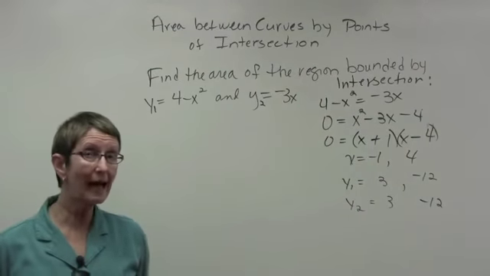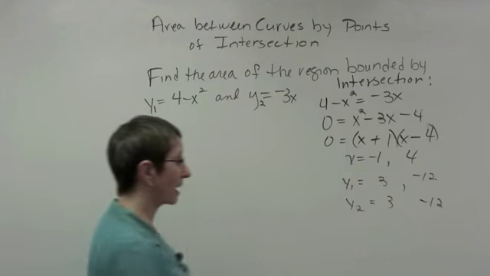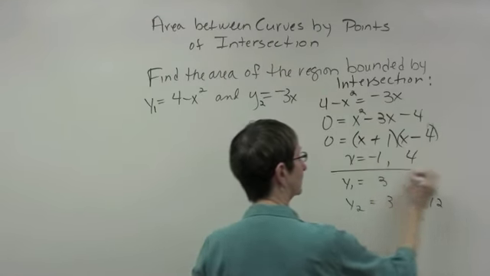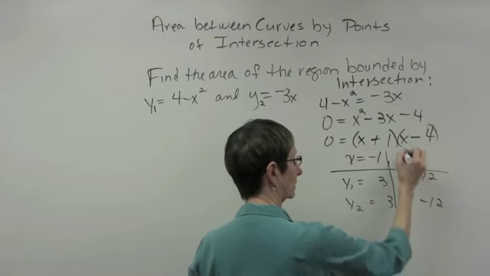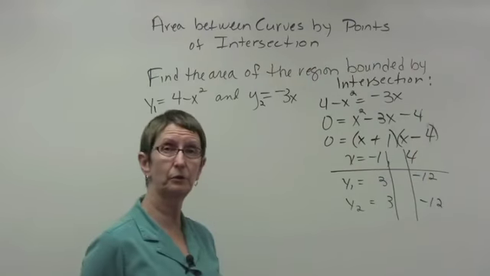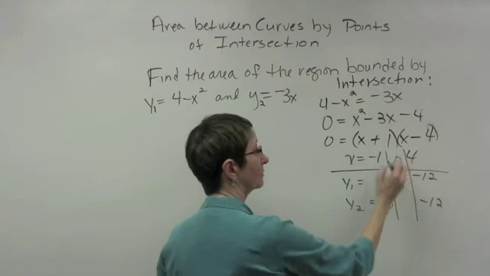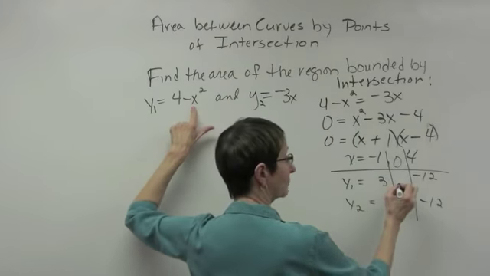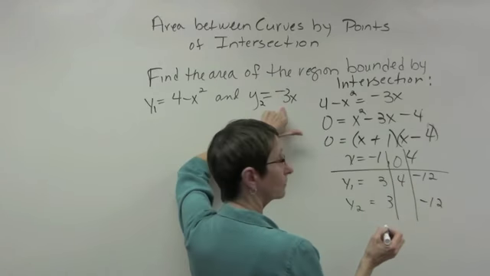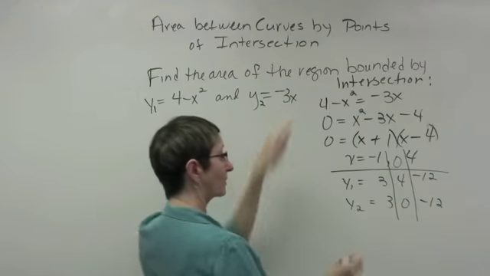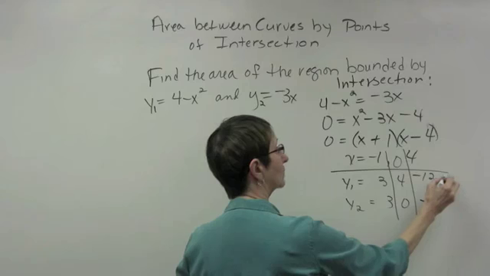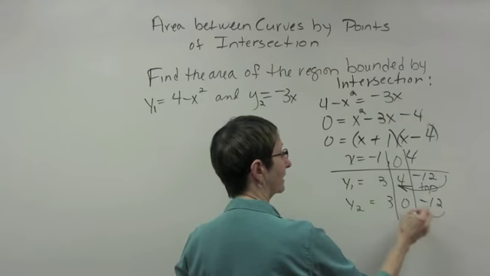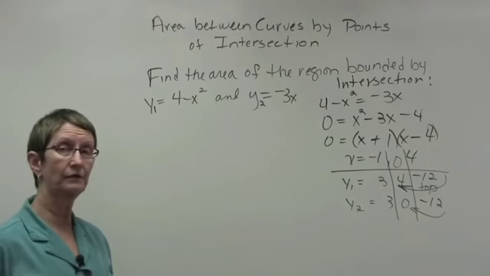Well, that's what's supposed to happen. But how do we know what's on top and bottom? We pick a point in the middle. So I've checked negative 1 and 4. Now I need to pick a point in between, and a nice point in the middle would be 0. So for the first one, if x is 0, y is 4. For the second one, if x is 0, y is 0. And so that does indicate that when I look here, that's the top curve. And then down here would be the second curve, the bottom curve.